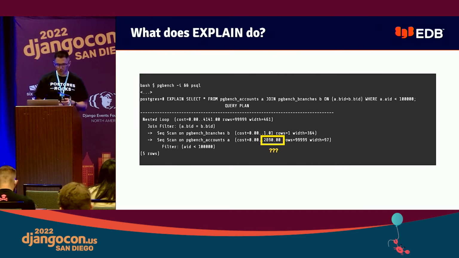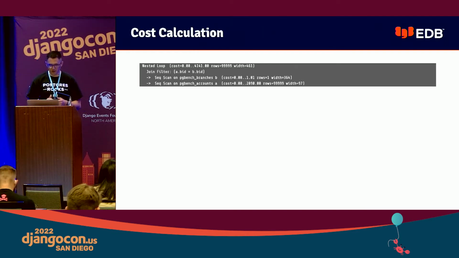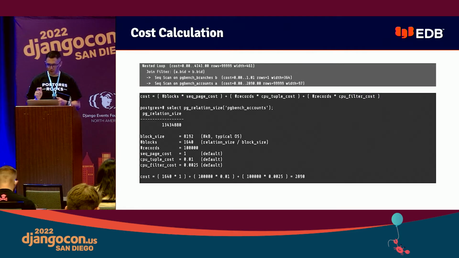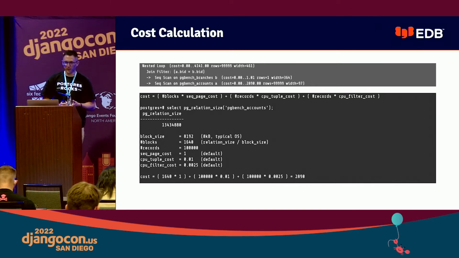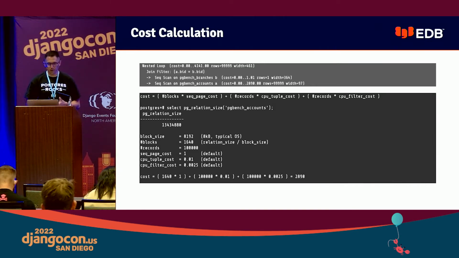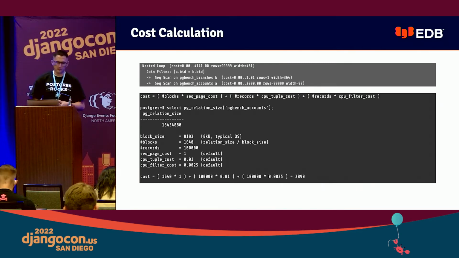So we're going to go to the next slide here, keeping that in mind. The way that we calculate cost is the number of blocks times the sequential page cost, which is in the config, plus the number of records times the CPU tuple cost, which is in the config, plus the number of records times the CPU filter cost.